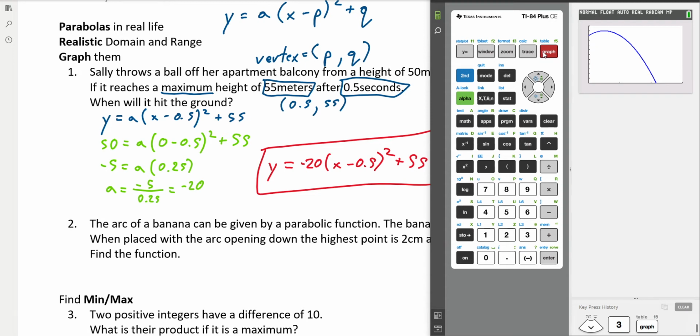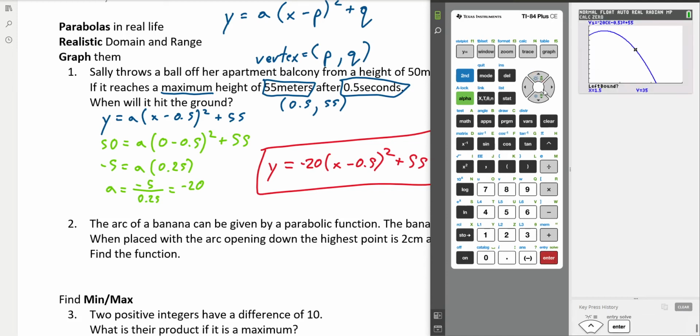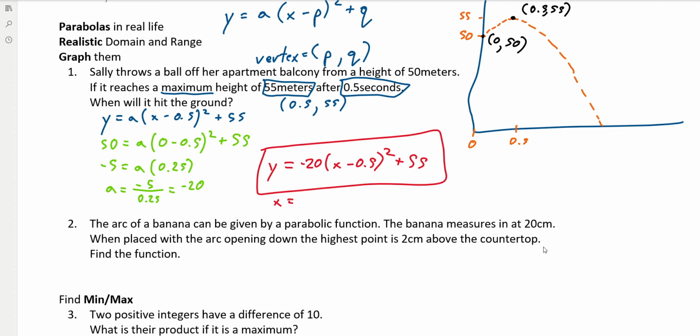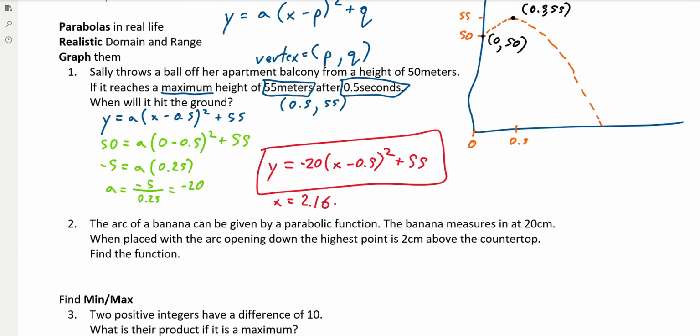When will it hit the ground? Well, we need to find the 0 point. So we're going to go to second function, calc, and we're going to find the 0. Okay, so all the way down here. Enter is our left bound. There's our right bound, and we guess there-ish. And so now it gives us our 0 point, x equals 2.16. Not meters, seconds.